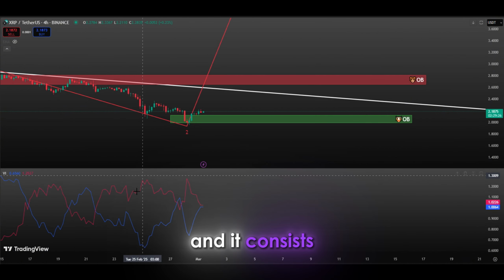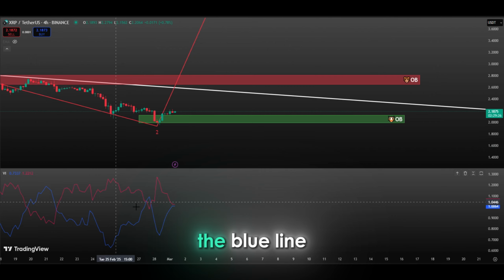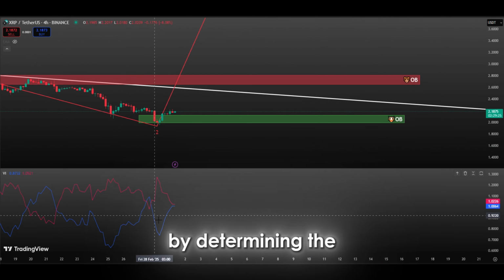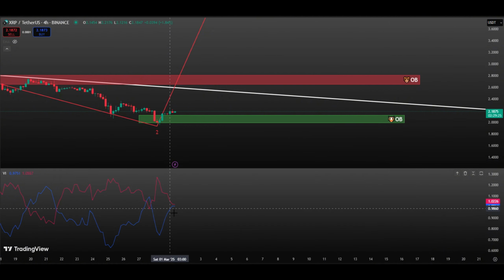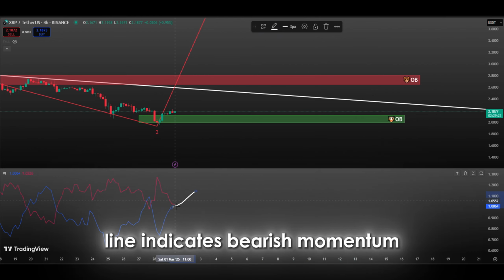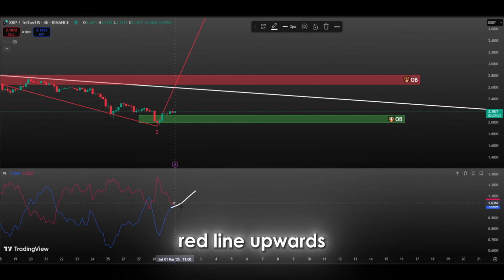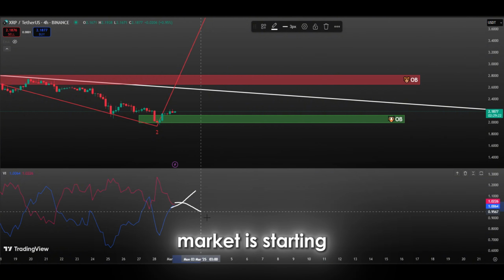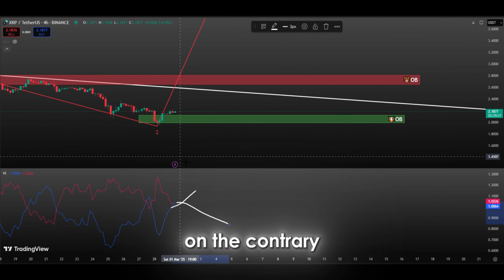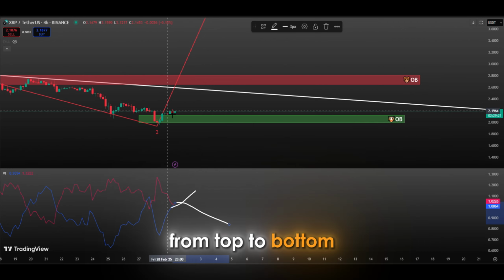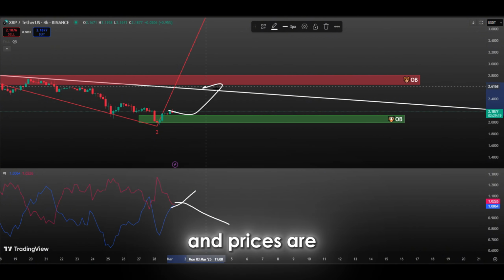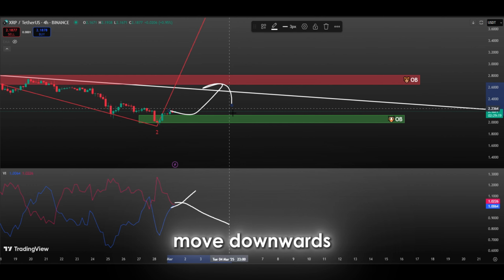The Vortex indicator is a technical analysis tool that measures the buying and selling power in the market, and it consists of two main components, the blue line and the red line. These lines help us understand the direction of price movements by determining the momentum of the market. The blue line usually represents bullish momentum, while the red line indicates bearish momentum. If the blue line crosses the red line upwards, this is a signal that the market is starting to come under pressure from buyers and prices may move upwards. On the contrary, if the red line crosses the blue line from top to bottom, this indicates that the bearish momentum is increasing and prices are more likely to move downwards.